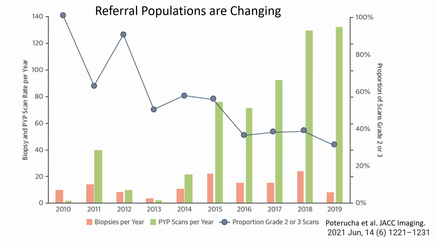However, what we know is that the patients sent for pyrophosphate imaging have changed over time. So this is data from Columbia looking at the proportion of patients that have grade 3 uptake. And what you can see is that the proportion has decreased significantly over time as the green bars, which is the number of tests, increase over time, but really no significant change in the number of patients requiring biopsies. And that's because pyrophosphate imaging works really well.